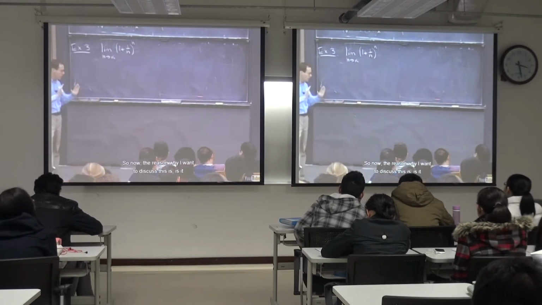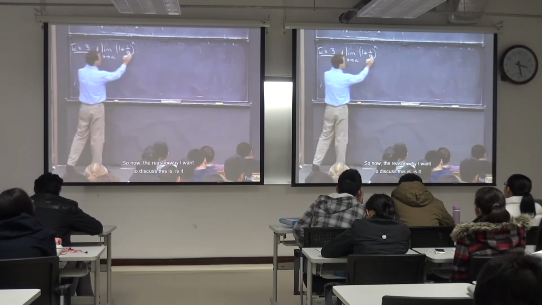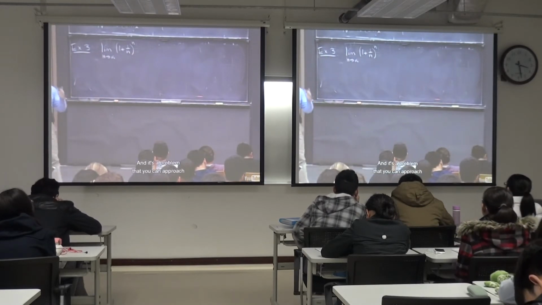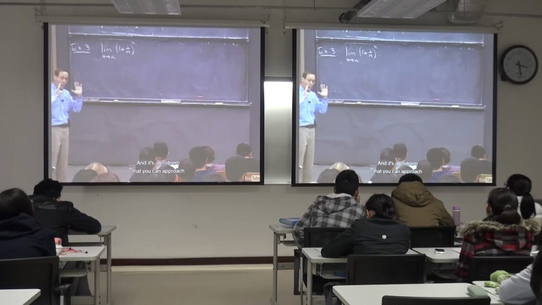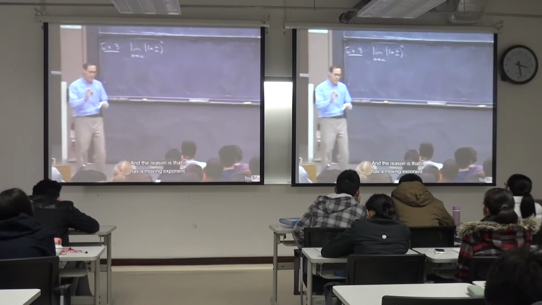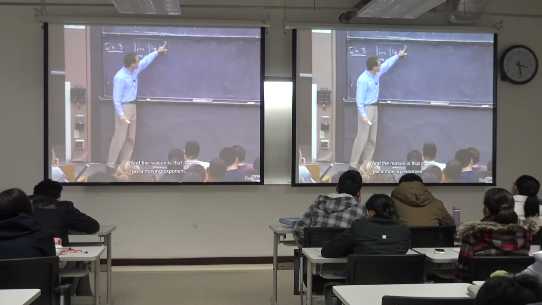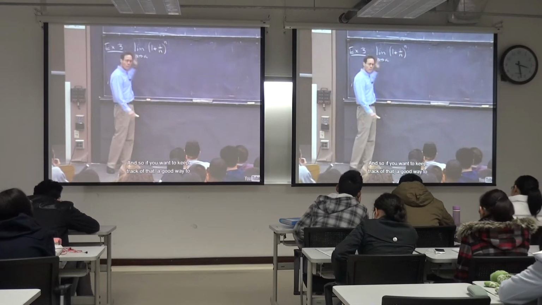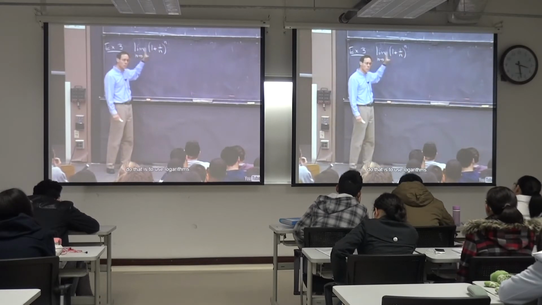Now, the reason why I want to discuss this is it turns out to have a very interesting answer, and it's a problem that you can approach exactly by this method. The reason is that it has a moving exponent. The exponent n here is changing, and so if you want to keep track of that, a good way to do that is to use logarithms.